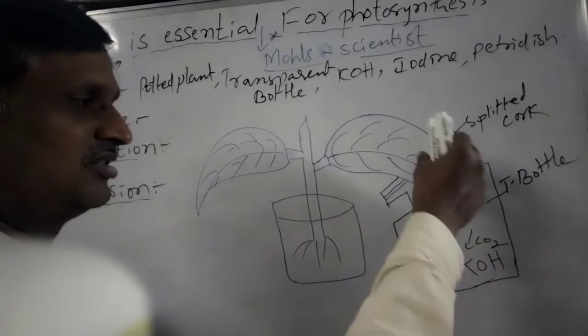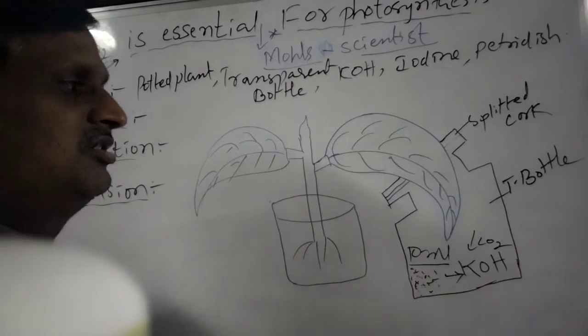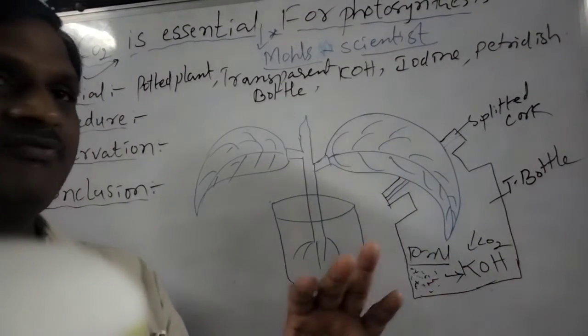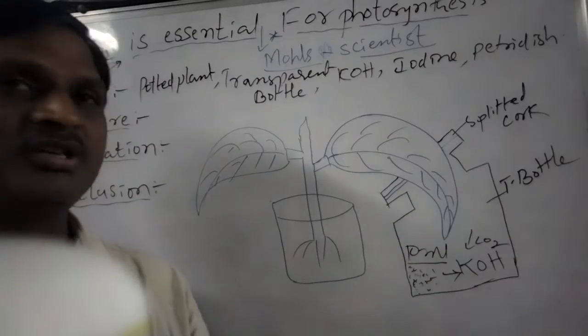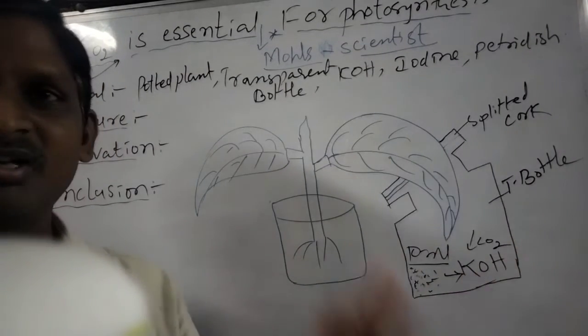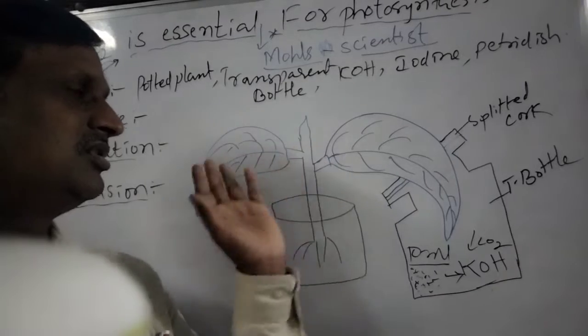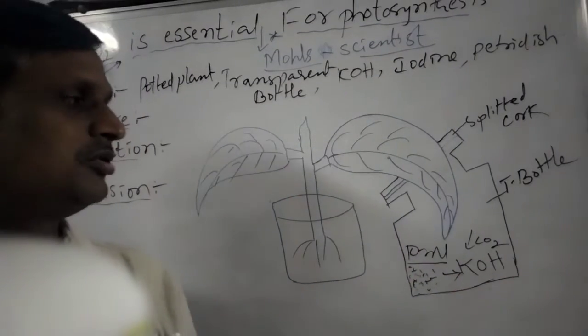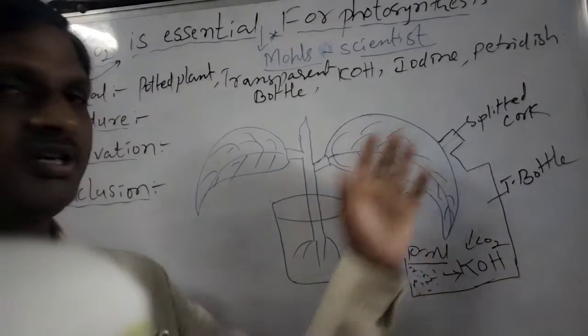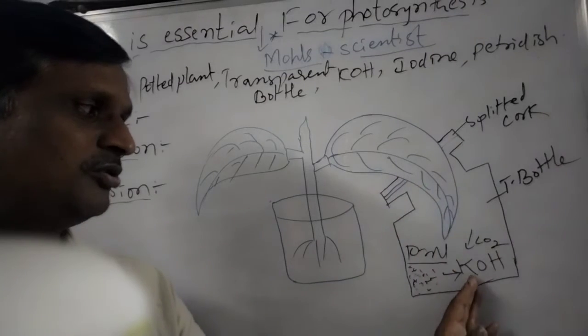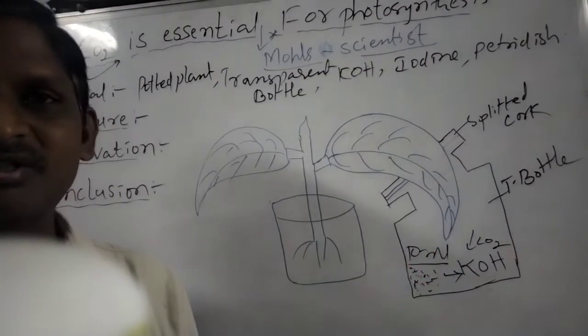So potassium hydroxide absorbs all the carbon dioxide from the bottle, so that no further carbon dioxide is available in the bottle. That's why we have taken potassium hydroxide. Like this, the leaf is inserted into the bottle through the split cork. Before inserting the leaf into the bottle, we should have taken potassium hydroxide.